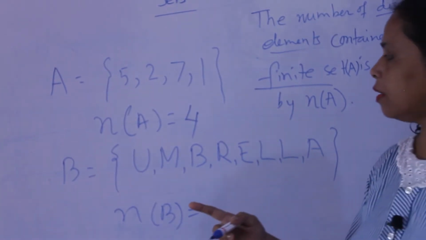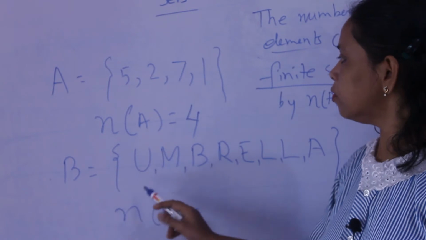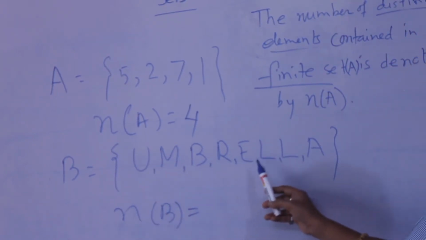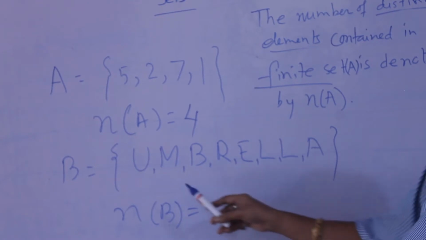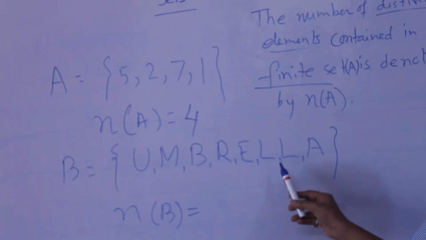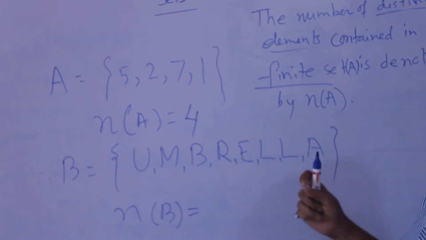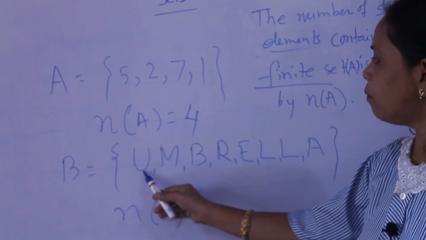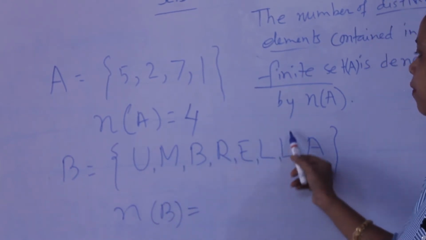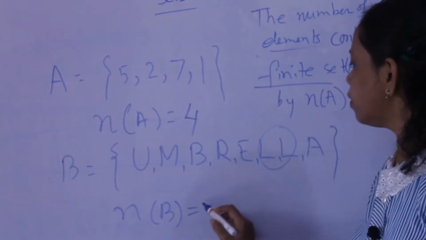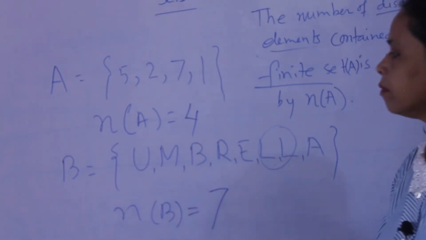Now consider another example. B equals umbrella. The elements are U, M, B, R, E, L, L, A. Here L appears 2 times, so we consider this L as 1. So here the number of elements: 1, 2, 3, 4, 5, and this is 6, and this is 7. So the number of elements is 7.